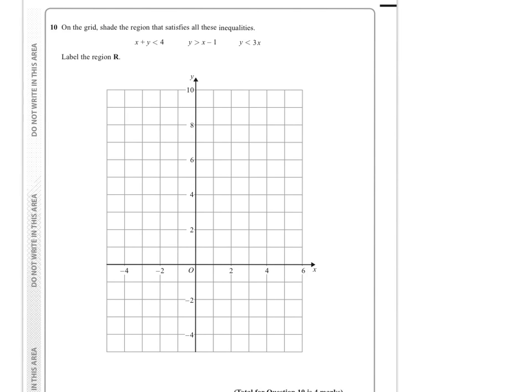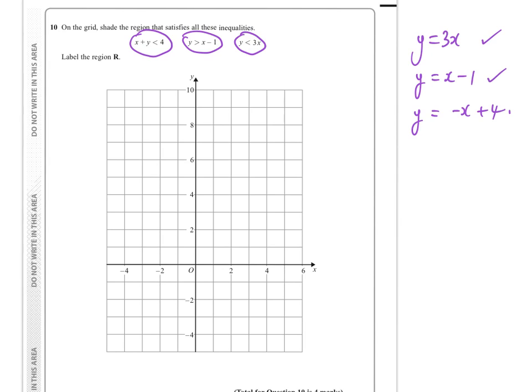Question 10. On the grid, shade the region that satisfies all these inequalities. Now, my favourite way of doing these is to draw them as straight lines first, i.e. don't look at the inequalities. So just have y equals 3x here, have y equals x minus 1 here, and then get this as y equals, and you'd have y equals minus x plus 4, because you'd take x from both sides. And so what I'm going to do is I'm just going to graph each of these in turn.